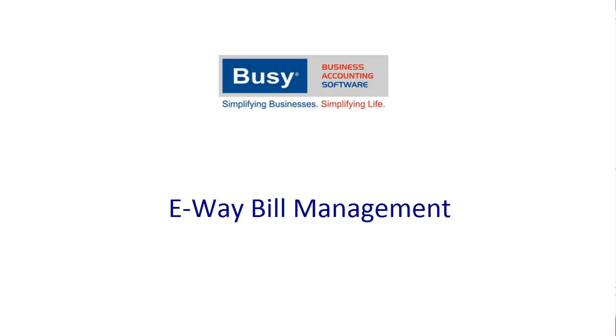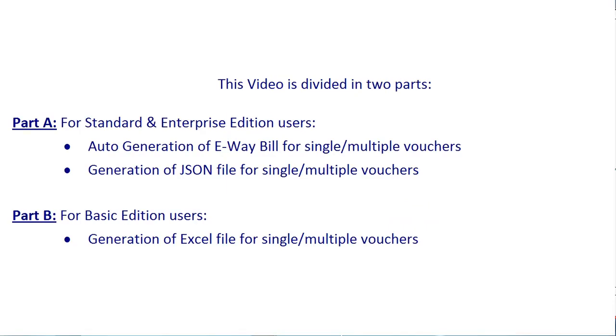For automatic e-way bill generation, you can refer to our video auto generation of e-way bill uploaded on YouTube. This video is basically divided into two parts. Part A is for standard and enterprise edition users, which will include auto generation of e-way bill for single multiple vouchers and generation of JSON file for single multiple vouchers. In the second part, part B, we'll discuss the basic edition users, in which we'll see the generation of Excel file for single multiple vouchers.